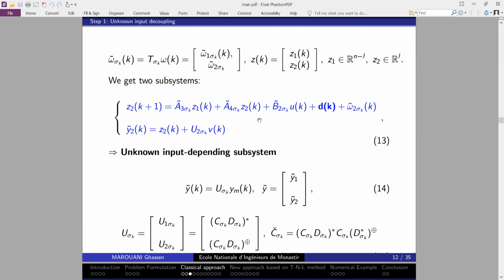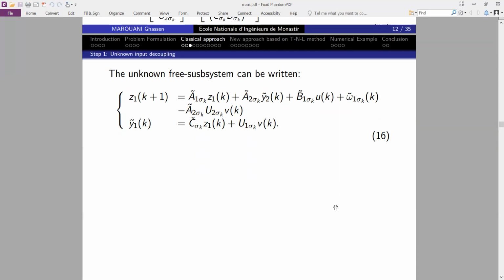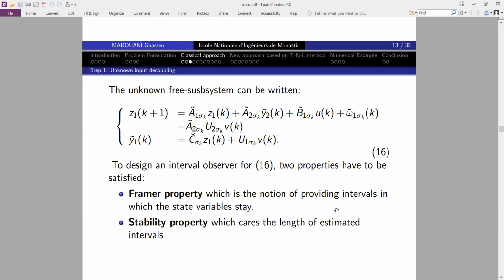To have these two subsystems, we have the Y tilde, U tilde, and U sigma Q. So let's focus on the unknown free subsystem, which can be written as follows. To design an interval observer for this system, two properties have to be satisfied.